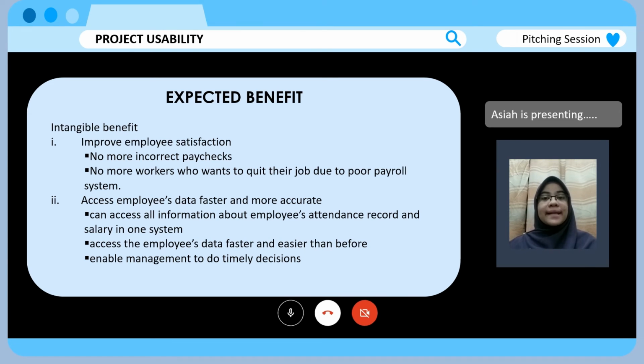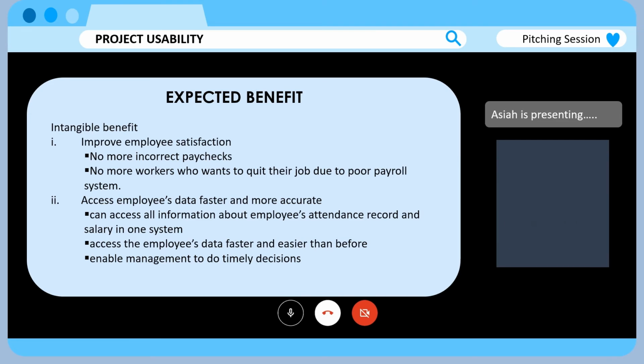Next is access employee data faster and more accurate. By using this system, we can access all information about employees' attendance record and their salary in only one system. It may help the director to access the employees' data faster and easier than before. And accurate and faster access to data can enable management to make timely decisions without any delay.